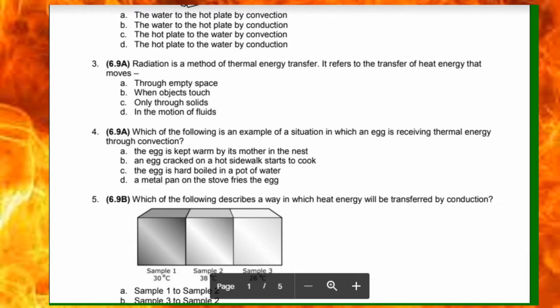Question number 3, 6.9a. Radiation is a method of thermal energy transfer. It refers to the transfer of heat energy that moves A, through empty space, B, when objects touch, C, only through solids, D, in the motion of fluids.